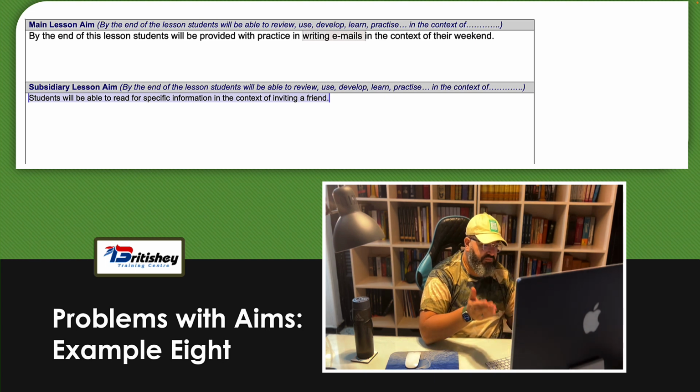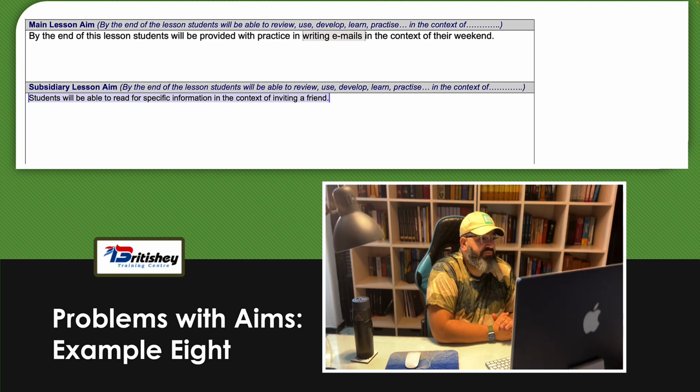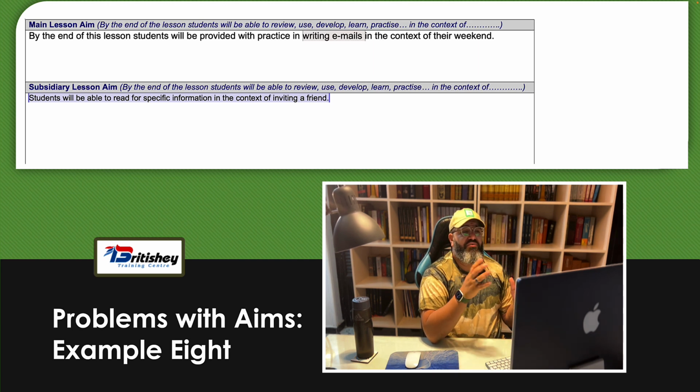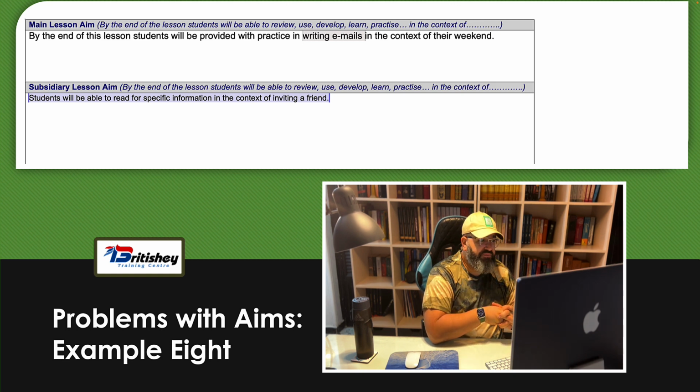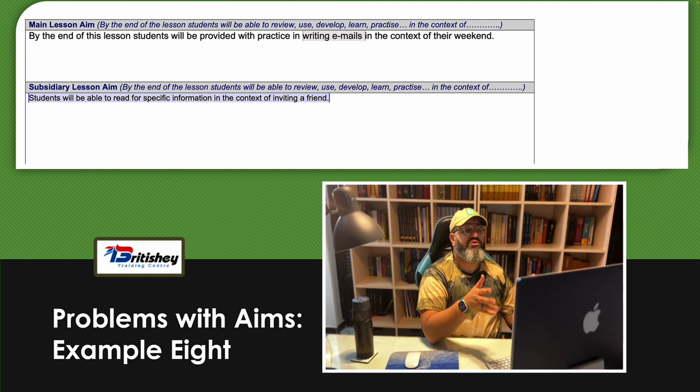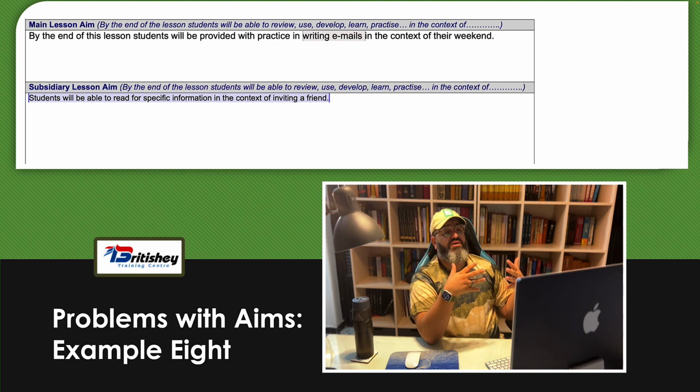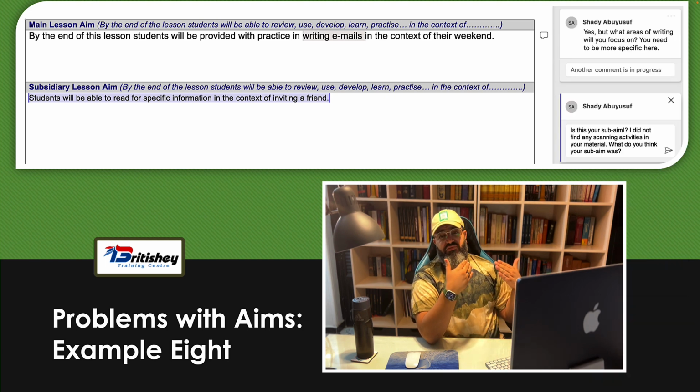Another example. One last example here. By the end of this lesson, the students will be provided with practice in writing emails in the context of their weekend. Students will be able to read for specific information in the context of inviting a friend.